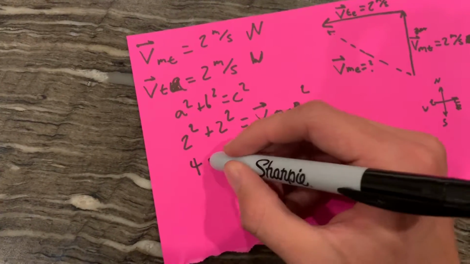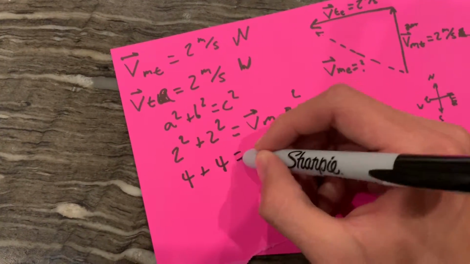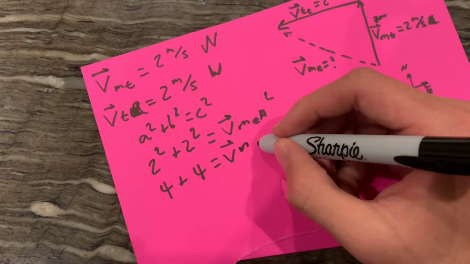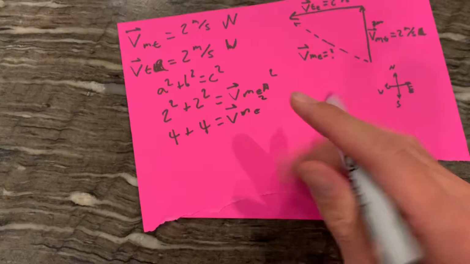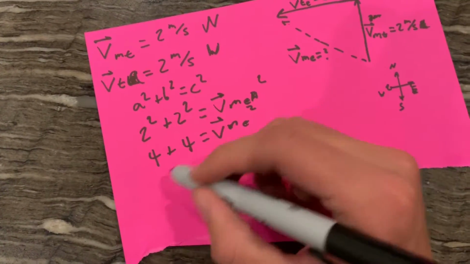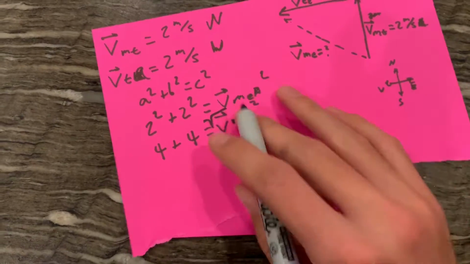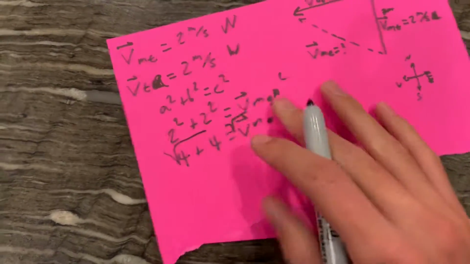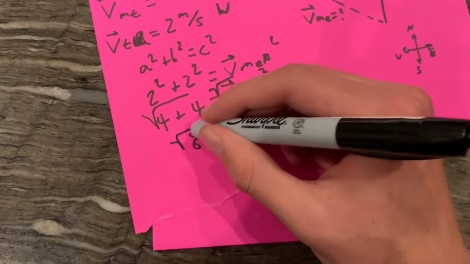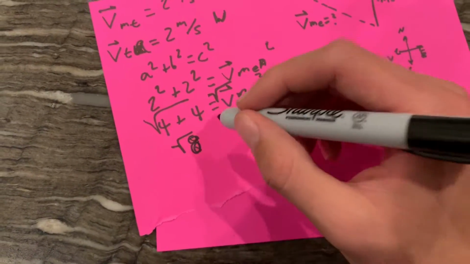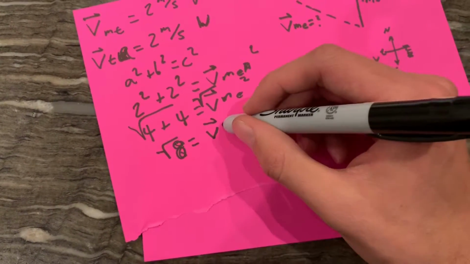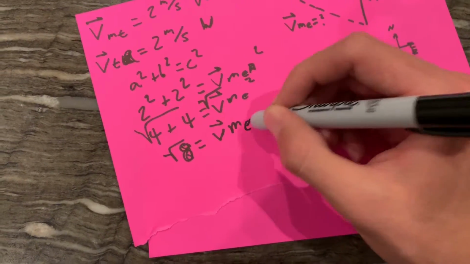So 2 squared is 4, plus another 4, is equal to the velocity of Mario with respect to the Earth squared. Now we add these two together, which would be 8. And then we also need to get the square root. Basic algebra here. If we get the square root of 8, boom, that will be equal to the velocity of Mario with respect to the Earth.